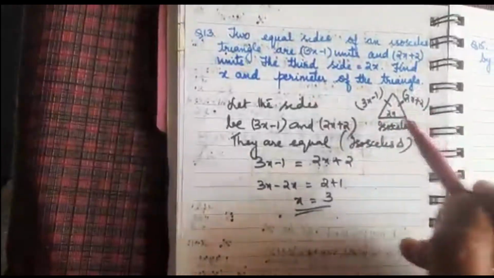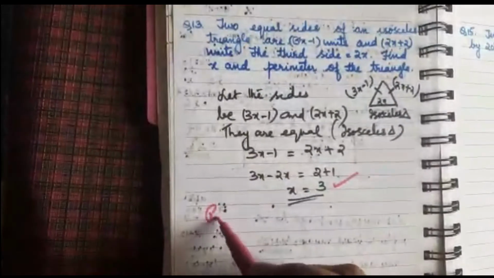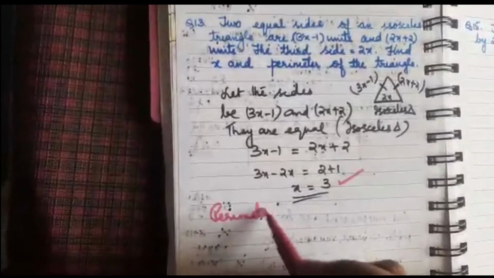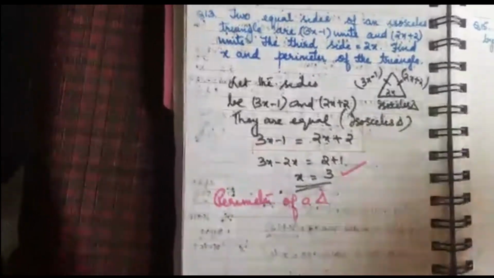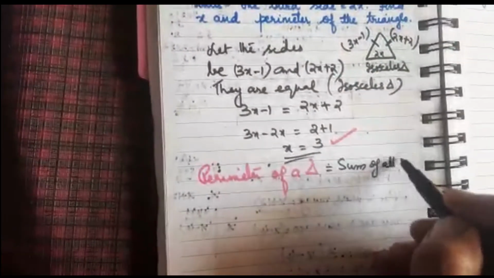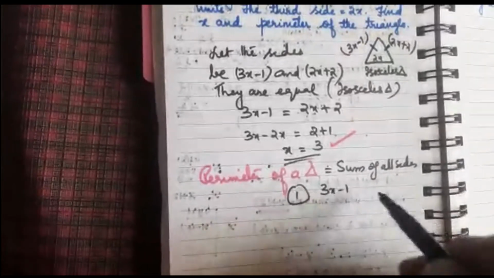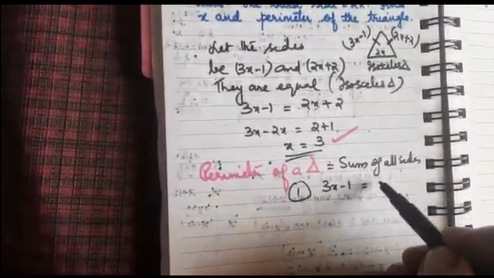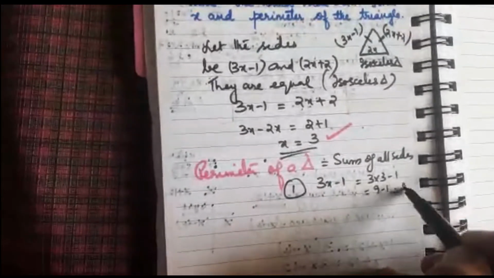Now find the perimeter. You got x. Find the perimeter. What is perimeter? Perimeter of a triangle is equal to the sum of all sides. Isn't it? So what is the first side? 3x minus 1. You will substitute the value. 3 into 3 minus 1, that is 9 minus 1, that is 8.